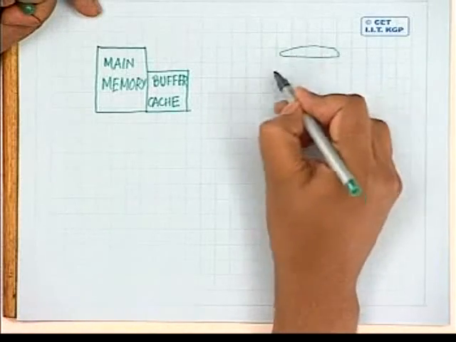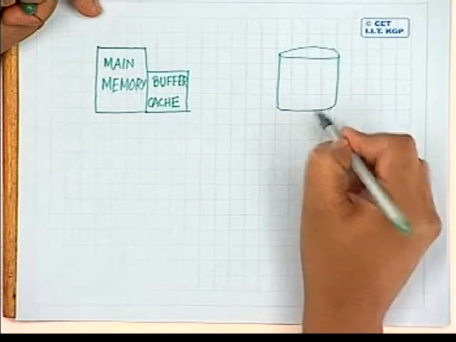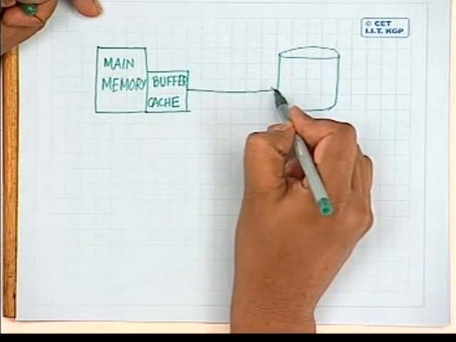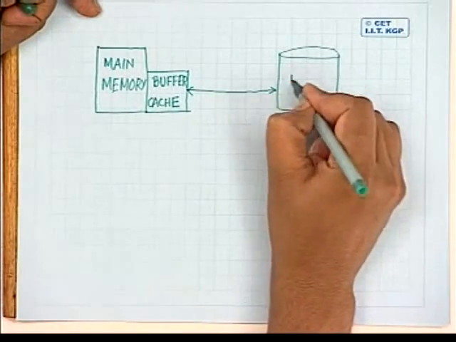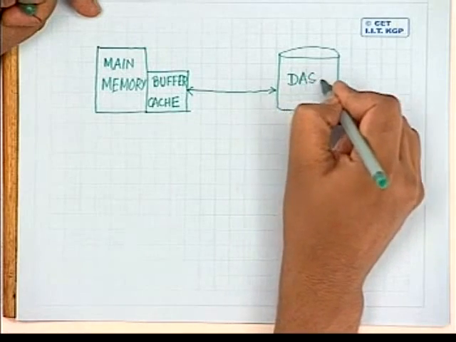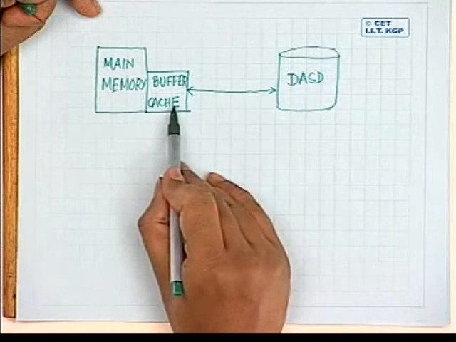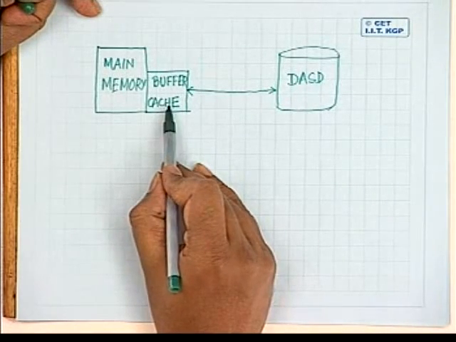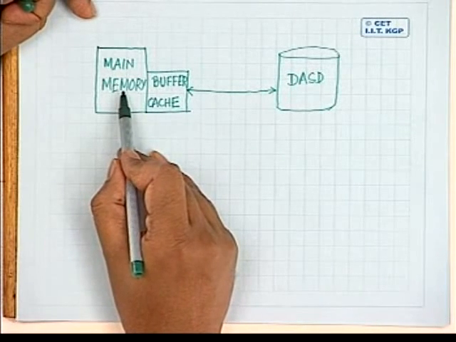And here we have the secondary storage. So whenever we have to read anything from the secondary storage, the first level of communication takes place between the buffer cache and the secondary storage. So this is a DASD or direct access storage device. So the first level communication takes place between the buffer cache and the DASD. Then from the buffer cache, the data goes to the user location in the main memory, or user area of the main memory.